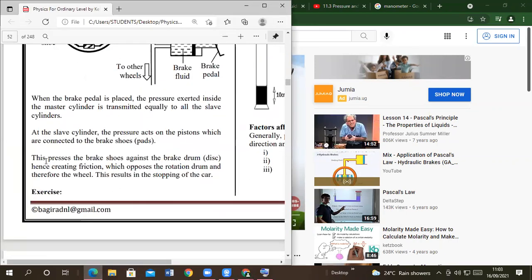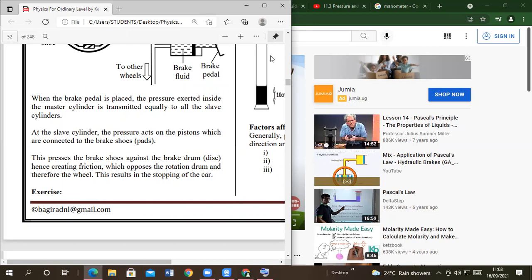So they are saying that this presses the brake shoe against the brake drum or the disc or the wheel, hence creating a friction which opposes the rotation of the drum and therefore the wheel. This results in the stopping of the car.